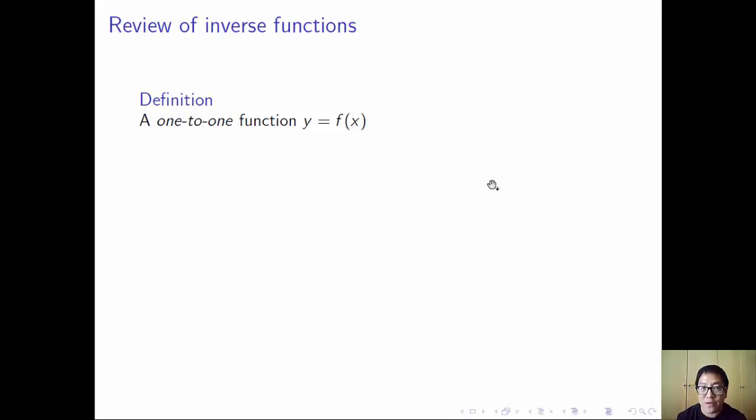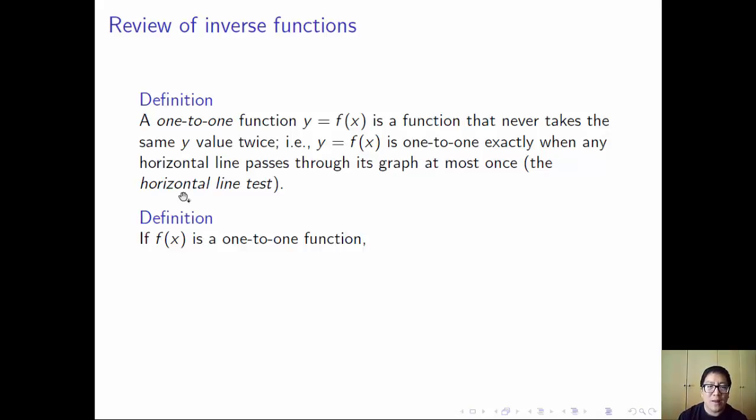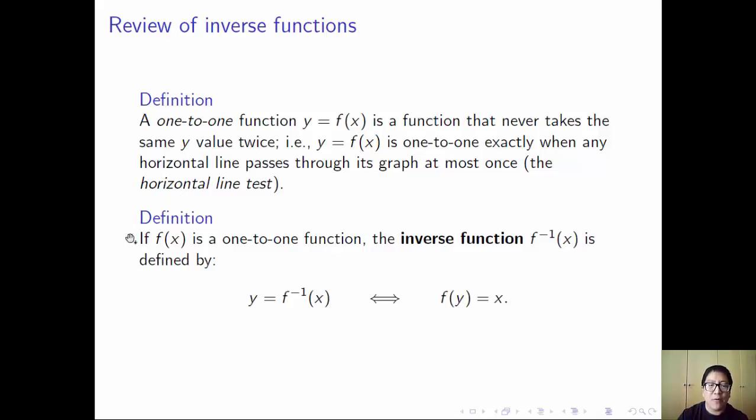So let me first review inverse functions. Let me remind you that a one-to-one function, y equals f of x, is a function that never takes the same y value twice. In other words, y equals f of x is one-to-one exactly when any horizontal line passes through the graph of that function at most once. Remember, that's the horizontal line test. So another definition, if f of x is a one-to-one function, the inverse function f inverse of x is defined by saying that y is equal to f inverse of x exactly when, if and only if, f of y equals x. All right, so that's exactly enough that you need for the next few minutes. But if you want more detail, see the video on inverse functions.